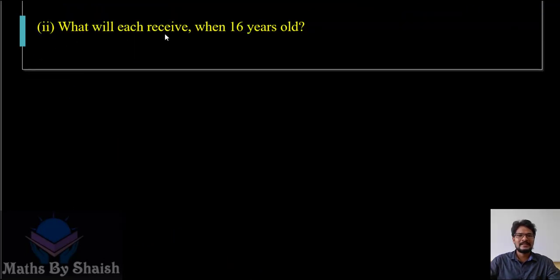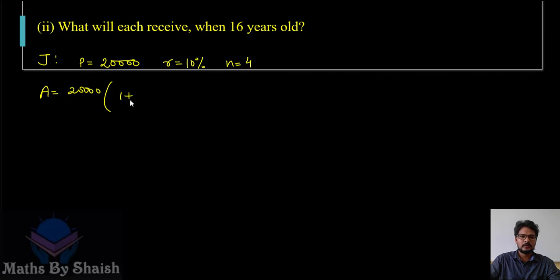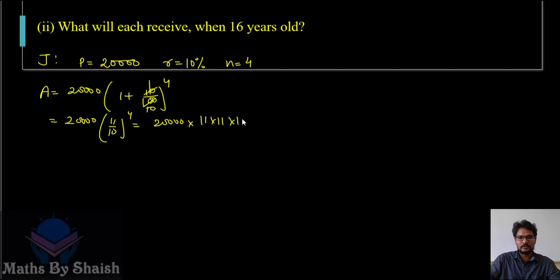So here's the second part. What will each receive when 16 years old? From the previous part we have seen for John, the principal, the amount share he got, was 20,000. The rate was the same for both, and time for John was 4 years, so the amount he will get is 20,000 times 1 plus 10 over 100 to the power 4, that is 20,000 into 11 over 10 to the power 4, that is 20,000 into 11 into 11 into 11 into 11 upon 1 2 3 4. The 1 2 3 4 got cancelled with this, and then we got 2 times 121 into 121, because 11 into 11 is 121.